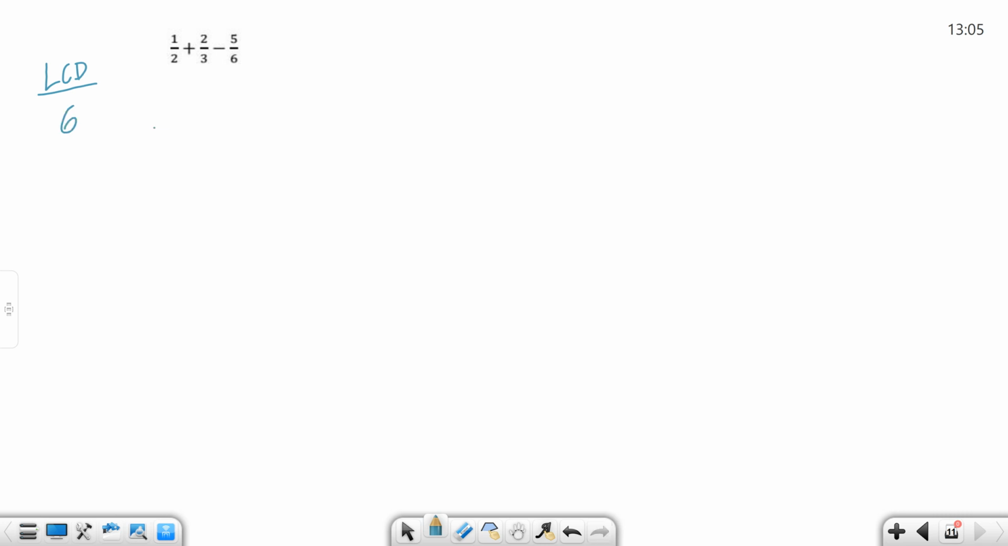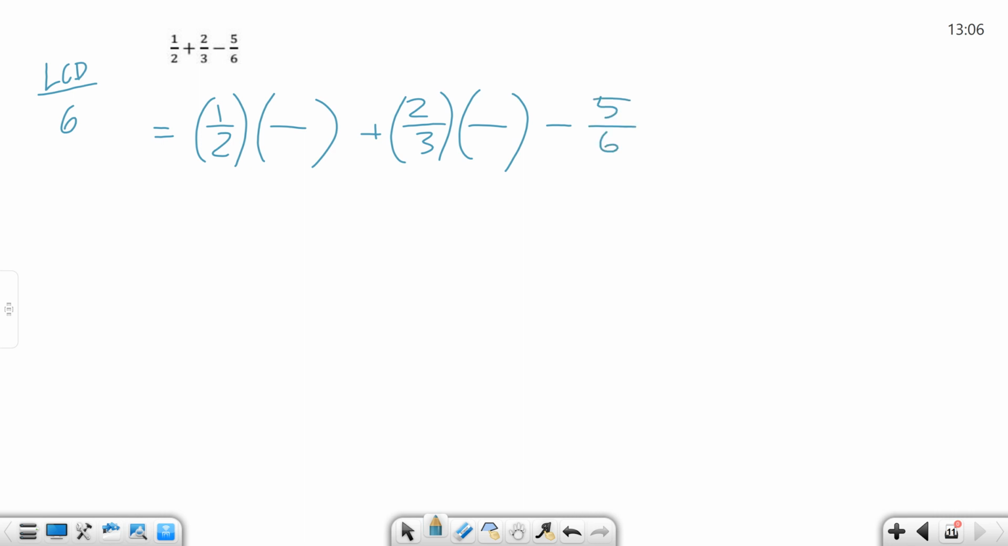It's 6. So when I get ready to do this, I have 1/2, and I have to multiply that by something because I want this to be 6 down here, right? And then plus 2/3, and again, that's not 6, so multiply by something, minus 5/6. This is already 6, so don't multiply it by anything, okay? So what about this first one? What do I multiply by 2 right here to get, not to get 2, to get 6, okay? And the answer is 3, so put 3 over 3.